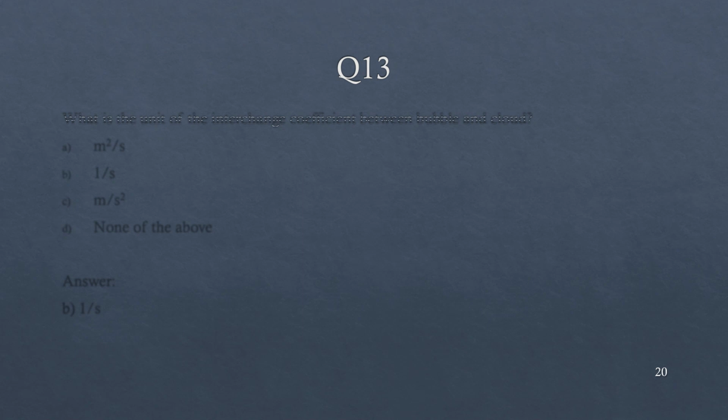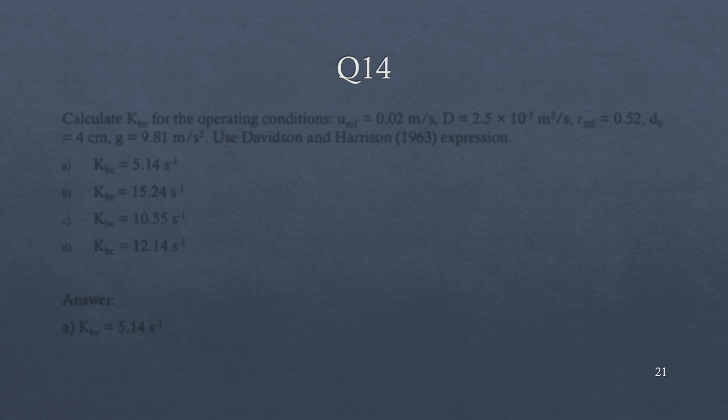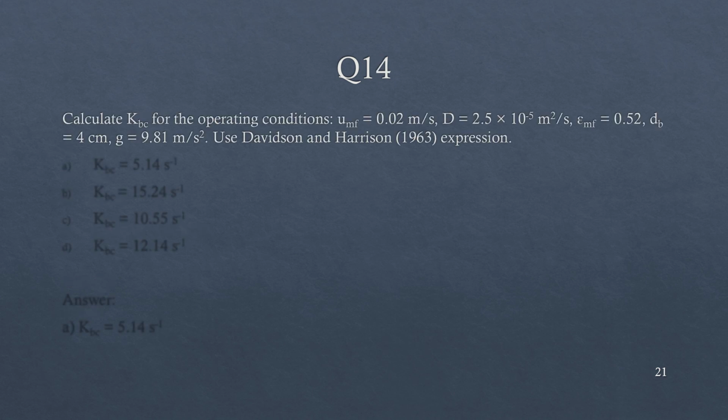In question 13, it is asked to calculate the unit of the interchange coefficient between bubble and cloud. It is nothing but 1 per second, which is the right answer. And in question 14, it was asked to calculate the KBE for the operating conditions where UMF, the minimum fluidization velocity, is given, the diffusion coefficient is given, epsilon MF is given, the diameter of the bubble is given, and g is given. So we are using the Davidson and Harrison expression.